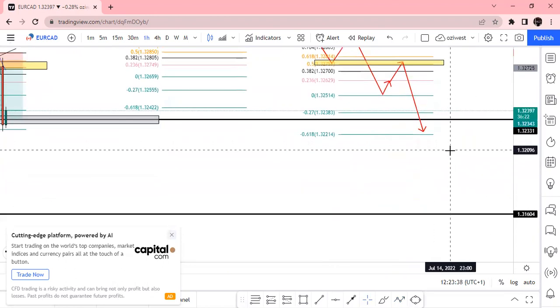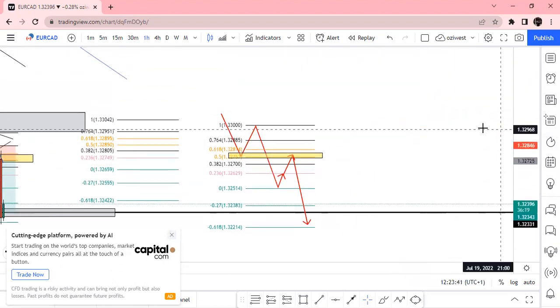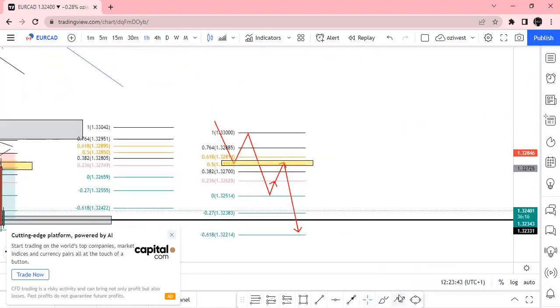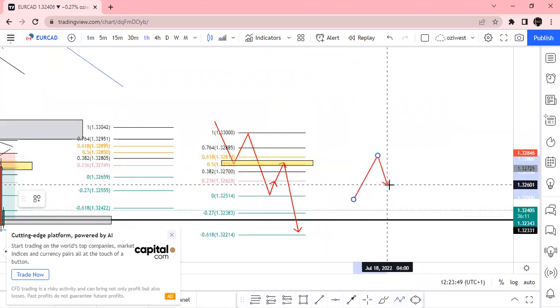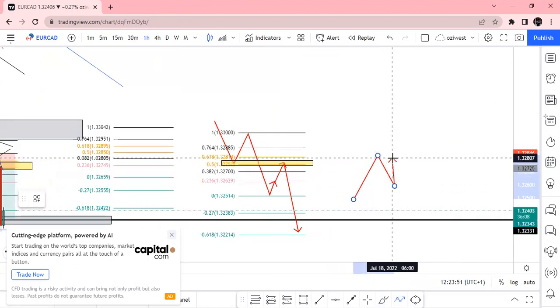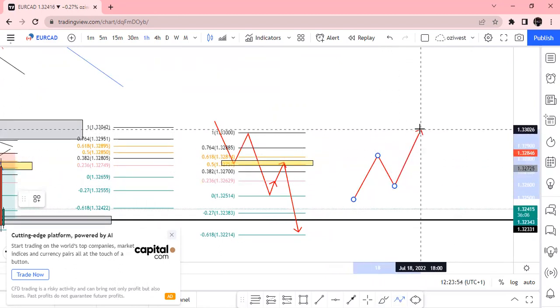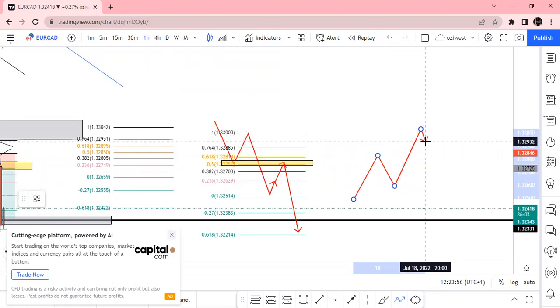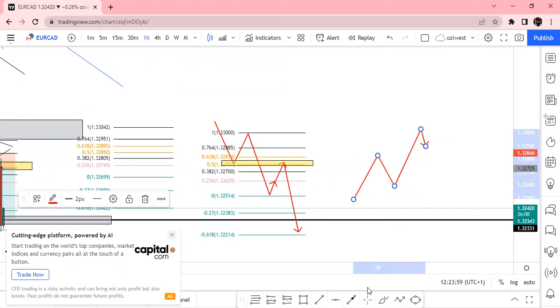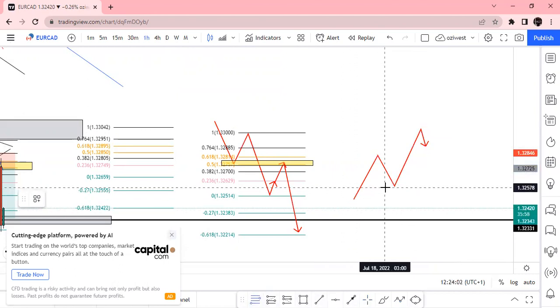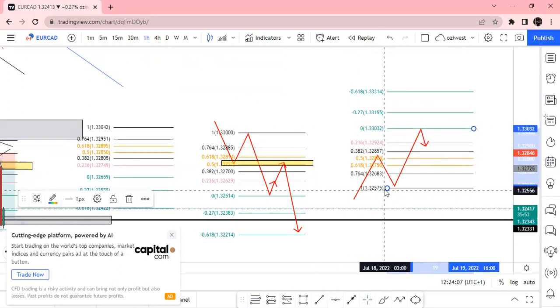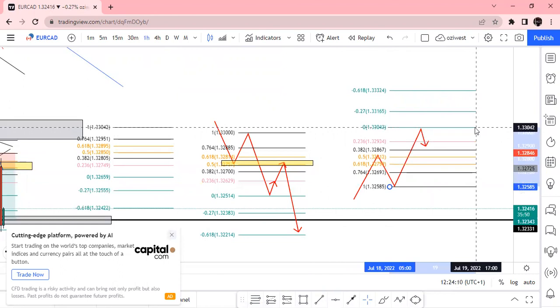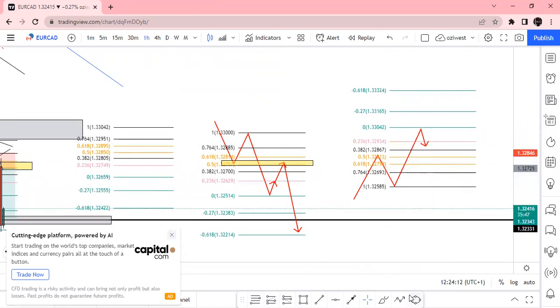Same thing with a bullish trend. When price is forming higher highs and higher lows, you wait for price to break structure to the upside. Once price starts to retrace, you bring out your Fibonacci from the swing low to the swing high. Wait for price to get into the golden zone.